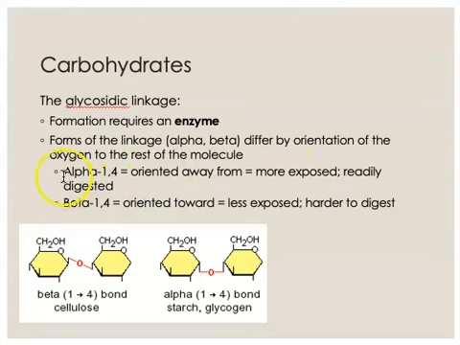Carbohydrates that contain alpha-1,4 glycosidic linkages are therefore easier to break down. They're easier to digest, in other words. In comparison, a beta-1,4 glycosidic linkage has the oxygen in the center of the linkage, oriented toward the rest of the molecule. This makes the linkage less exposed, harder for the enzyme to get access to, and therefore harder to break, harder to digest.